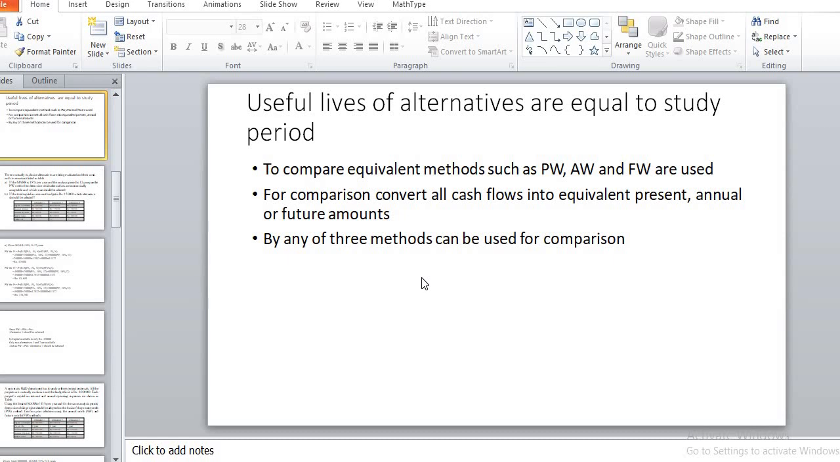Consider the first case, where the life or time span of all projects is the same. Here the life of the alternatives is equal to the study period, and we compare using the present worth, annual worth, or future worth method. We convert all cash flows into an equivalent present worth, annual worth, or future amount, and any method can be used for the comparison.